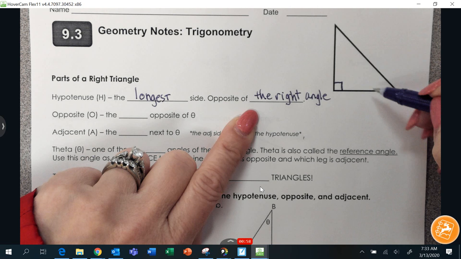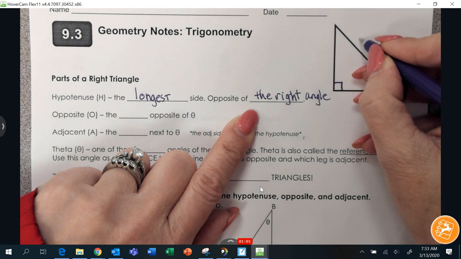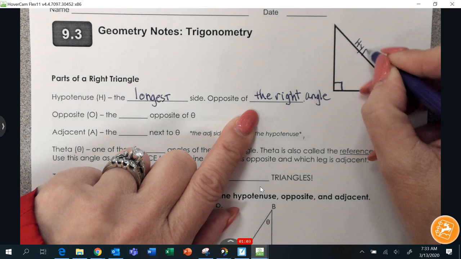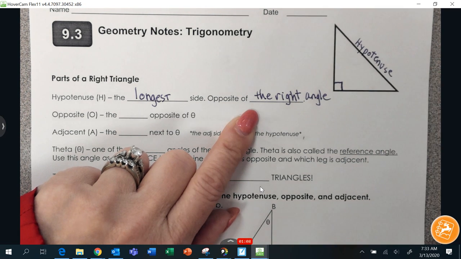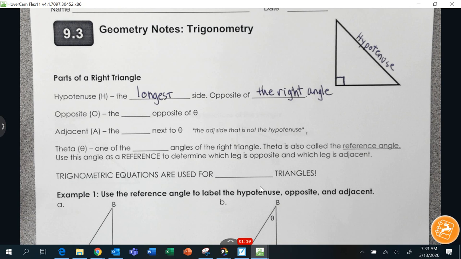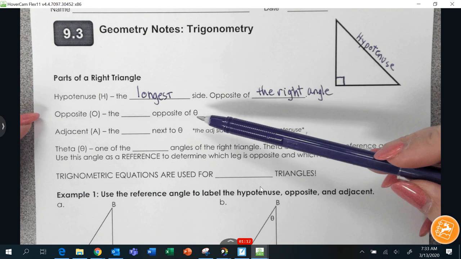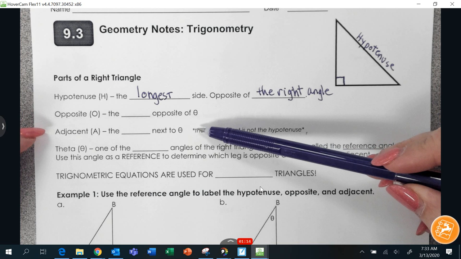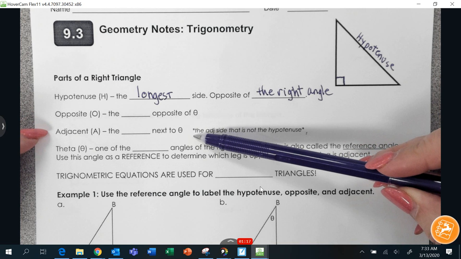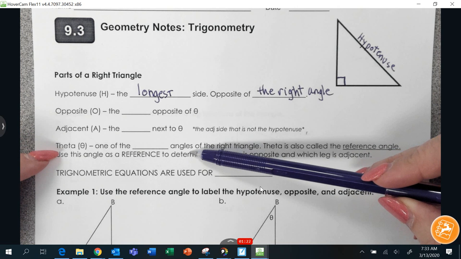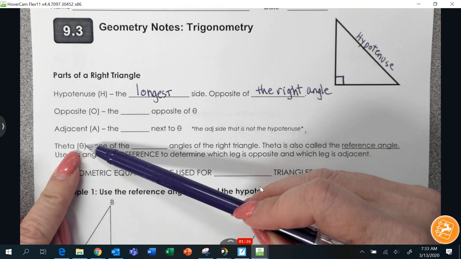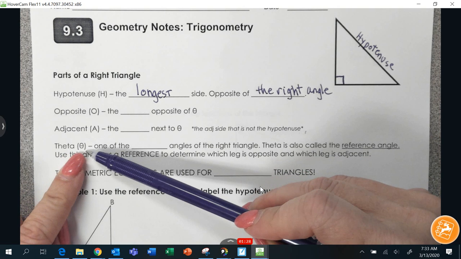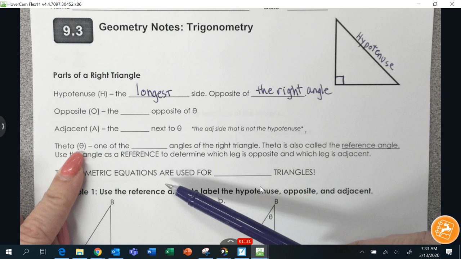These two sides are not the hypotenuse. The hypotenuse is opposite of the right angle. Then we talk about opposite and adjacent. But in order to talk about opposite and adjacent, we have to know which angle we're talking about. So I'm going to skip ahead to this fourth line that says theta. This symbol right here is a Greek letter, and we call it theta.